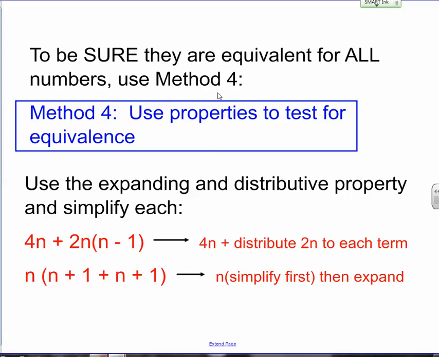The best method of all is to use properties to test for equivalence. So you have to expand. Leave your 4n and distribute 2n to each term. So 2n times n is 2n squared, and 2n times -1 is -2n. And then we combine our like terms. For this one, we want to simplify first, so this is 2n plus 2. Then n times 2n is 2n squared, and n times 2 is plus 2n. So on this one you first distribute and then combine like terms. On this one, simplify first in the brackets and then multiply.